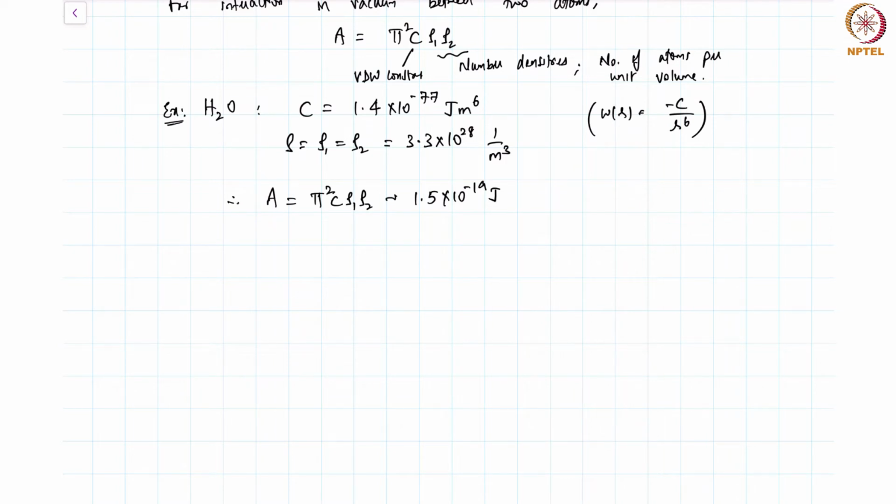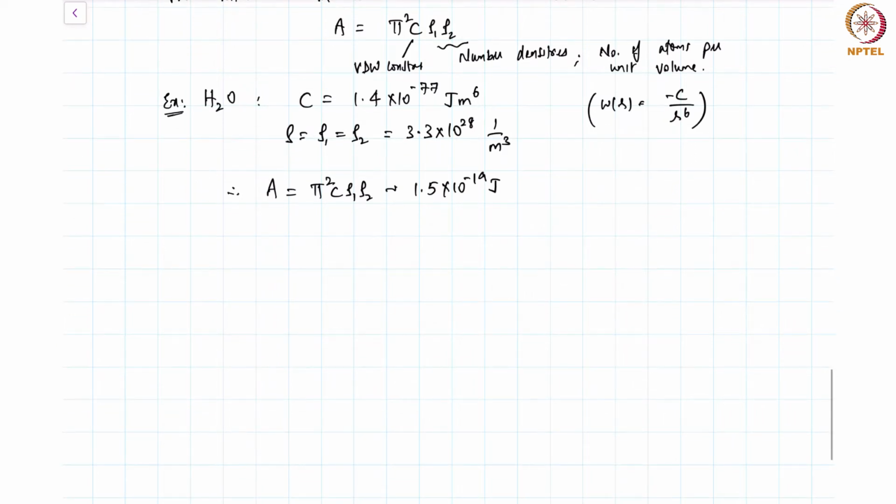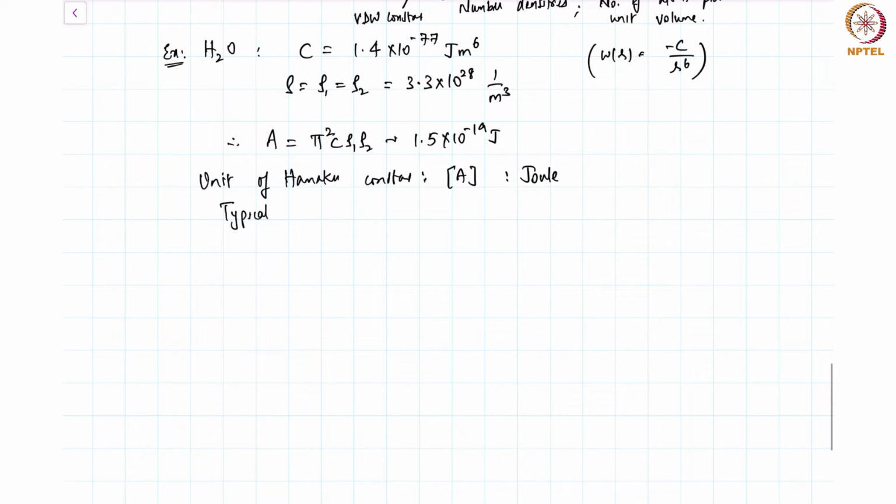What I'm trying to drive home is that once you know the nature of the materials, meaning the types of atoms that are interacting, you can calculate this Hamaker constant in terms of the properties of the material, like the number density and the interaction strength, which is given by this van der Waals constant C. We have to remember this unit of C. This is a very important parameter that is relevant for the future discussion on the topic of rupture of thin films. The unit of the Hamaker constant is joules, and the typical value for most condensed matter, solids and liquids, varies from 0.4 to 4 times 10 to the power minus 19 joules.